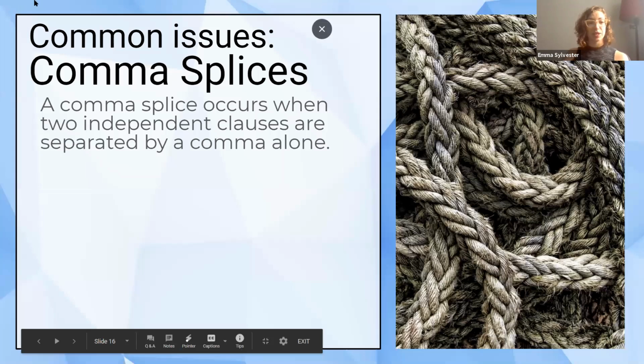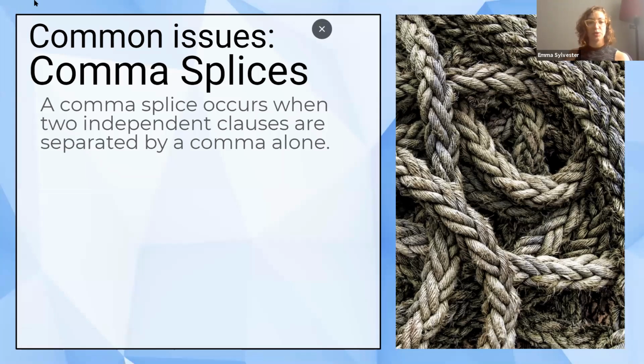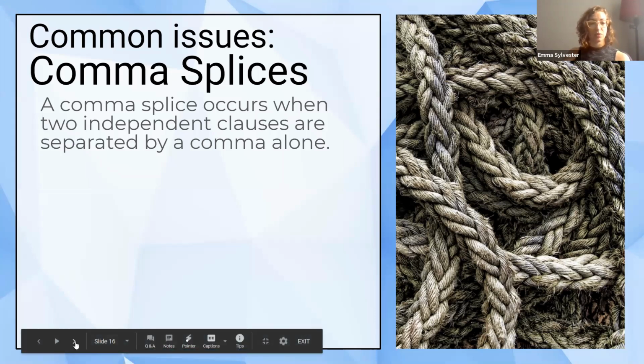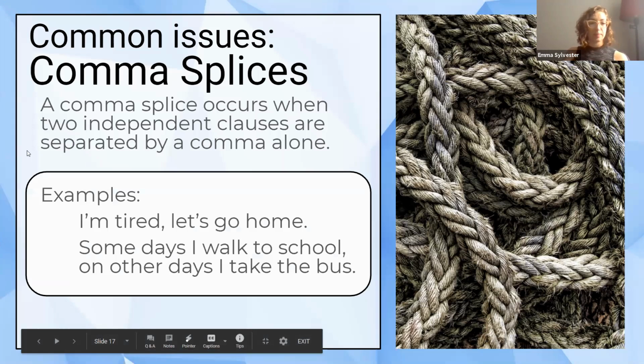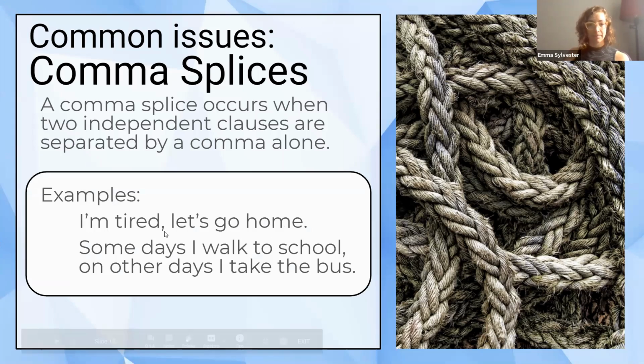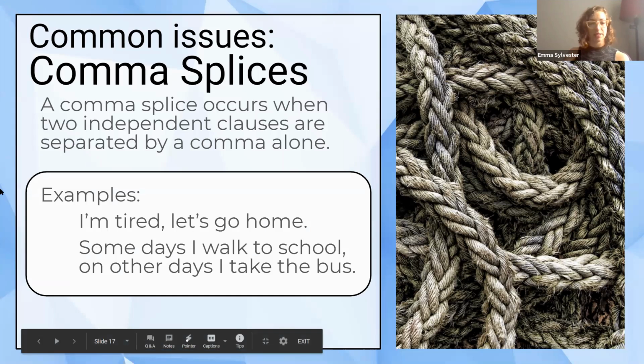Another common issue is a comma splice. This occurs when two independent clauses are separated by a comma alone. Much like a run-on sentence, we have two separate sentences, but instead of being separate, they're connected with a comma. And this is also very common. An example: I'm tired, let's go home. Some days I walk to school, on other days I take the bus.